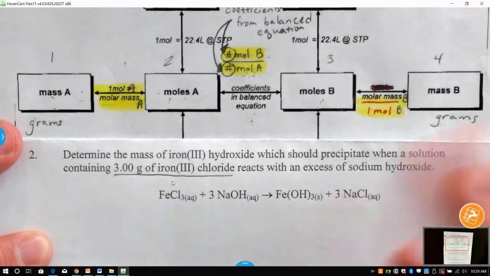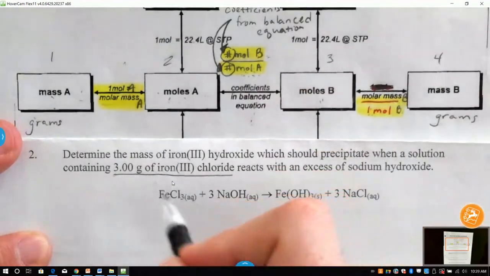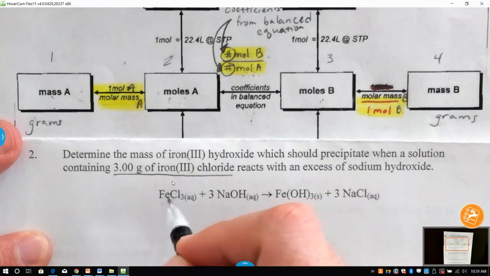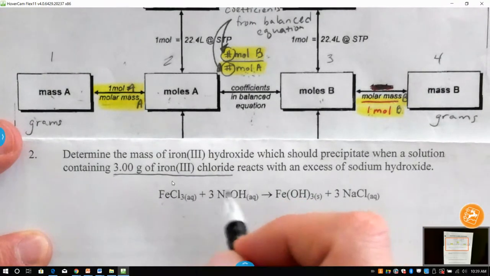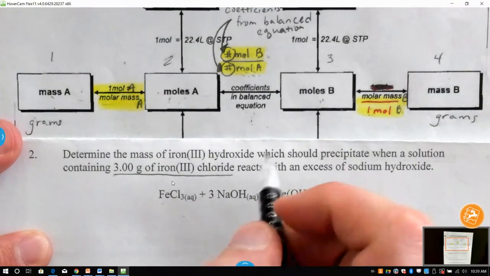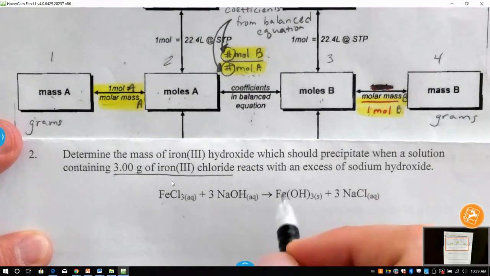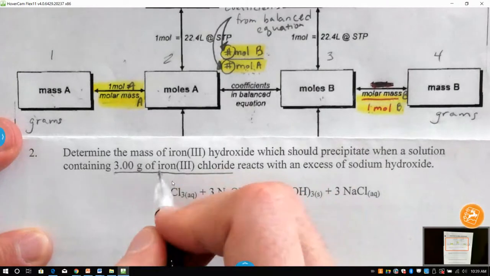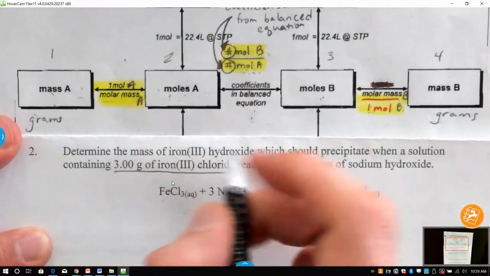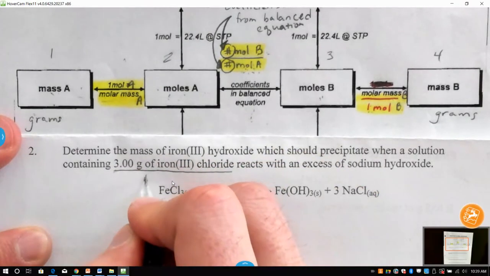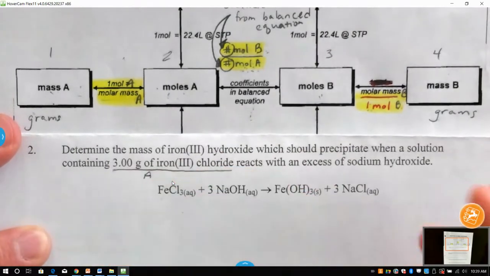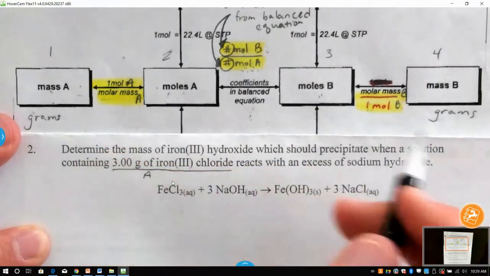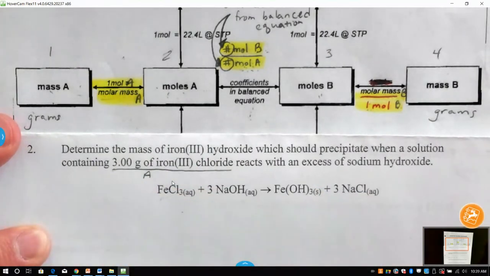All right, the excess sodium hydroxide, that's basically saying, okay, they want to know if I start with 3 grams of iron 3 chloride, this guy here, and I have an unlimited supply of this, how many grams of this product over here can I make? That's what that is. All right, but anyway, in the problems, figure out what you're given, label that A, and underline what you need. They said determine the mass of, or what is the mass of, or calculate the mass of.